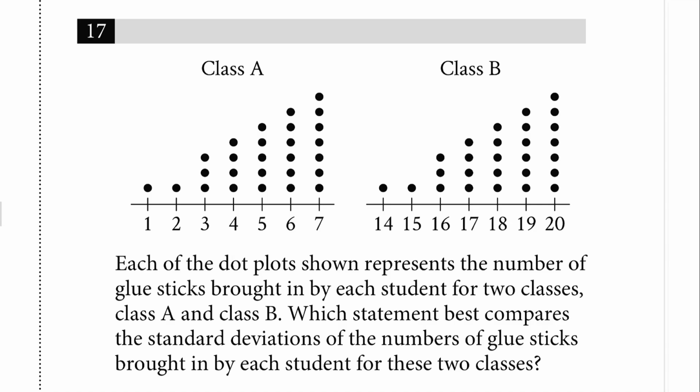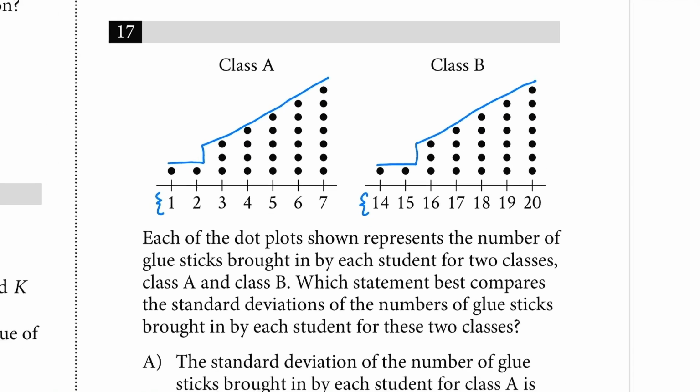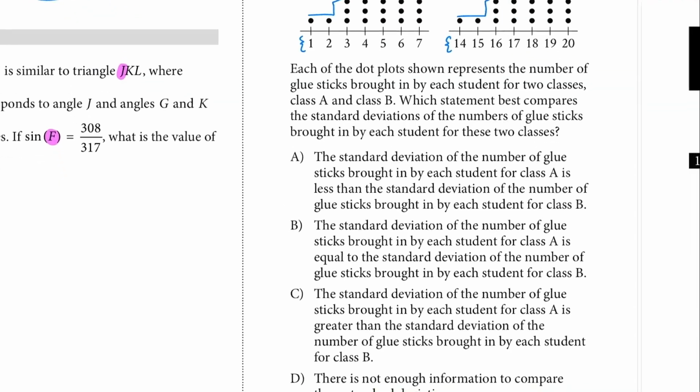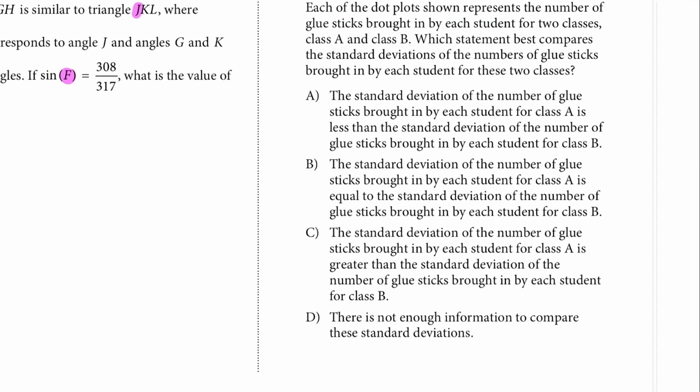So let's take a look here. We have this spread here and this spread here. It is absolutely identical. There is nothing different about these. The only difference are the ranges of numbers here, but that doesn't really matter when it comes to standard deviation. So they're going to be the same. So the answer is B.